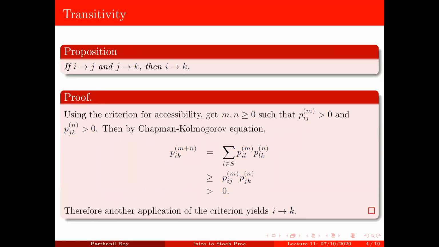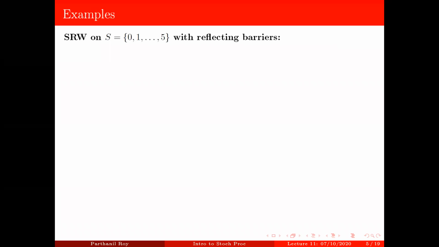So we'll use this transitivity in a bunch of examples to check what leads to what in those examples. Our first example would be the simple random walk on, say, 0, 1 to 5. Doesn't matter whether you take 5, but we just decided to choose 5 with reflecting barriers. Now, you may not remember what it is, so let's quickly look at the transition diagram.